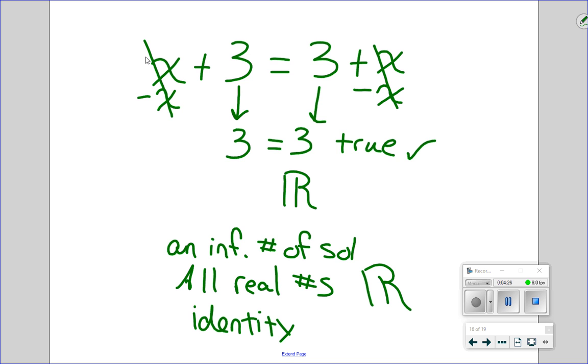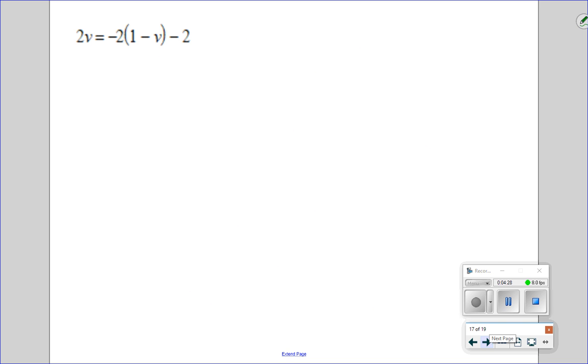Okay, so let's practice with a couple of different problems. These are longer ones. You're not going to be able to tell just by looking at them. You have to actually go through the process to solve. So I'm going to start solving this, and we start solving this by distributing first.